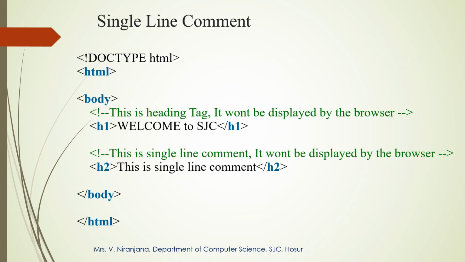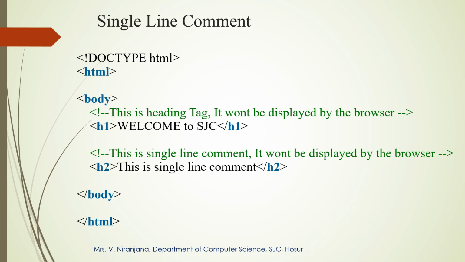Now we can see an example of a single line comment. In this program, we have displayed Welcome to SJC in a heading tag H1, and on top of that there is a comment given. This is the heading tag. It won't be displayed by the browser. The second comment is, this is a single line comment. It won't be displayed by the browser.